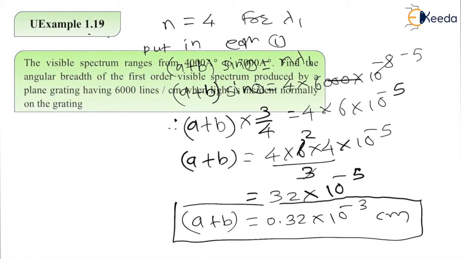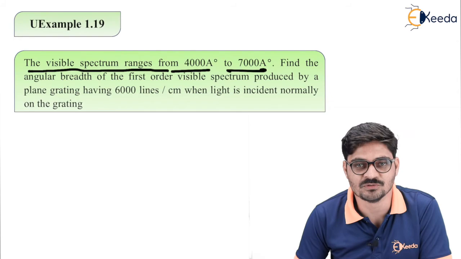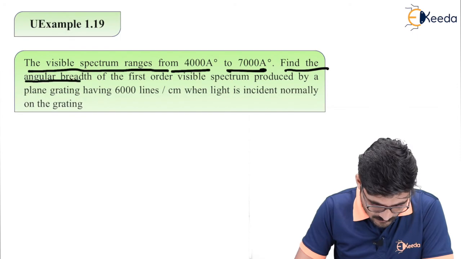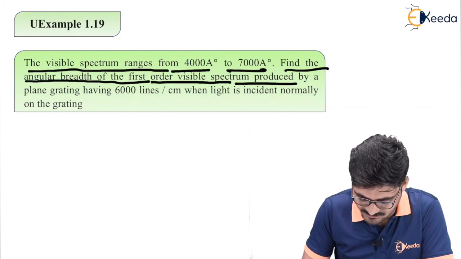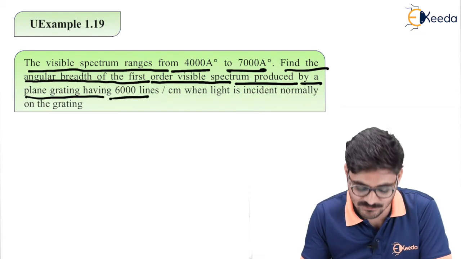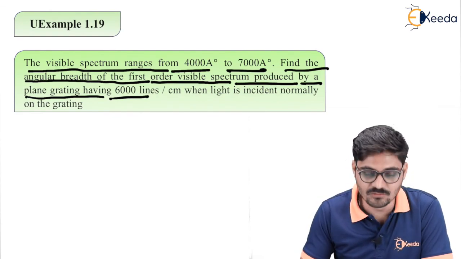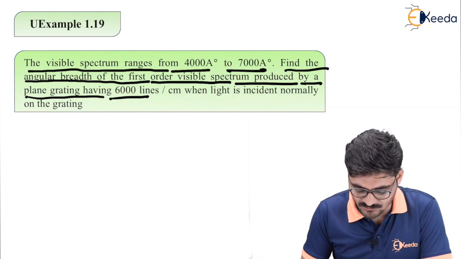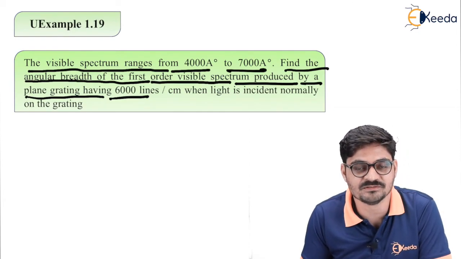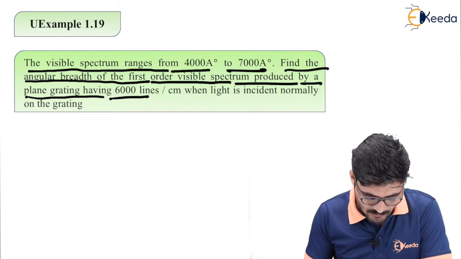Moving towards the next numerical. The visible spectrum ranges from 4000 to 7000 Angstrom. So a range of wavelength is given, 4000 to 7000 Angstrom, and you are asked to find the angular breadth of the first order visible spectrum produced by a plane grating having 6000 lines per centimeter, when light is incident normally on the grating.